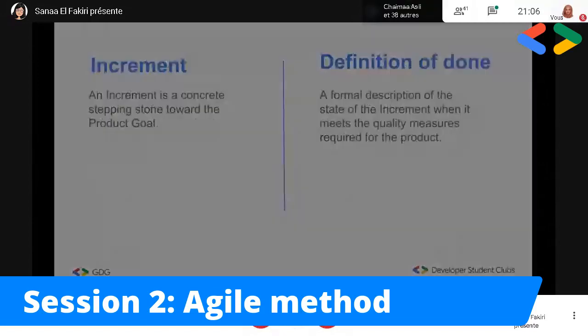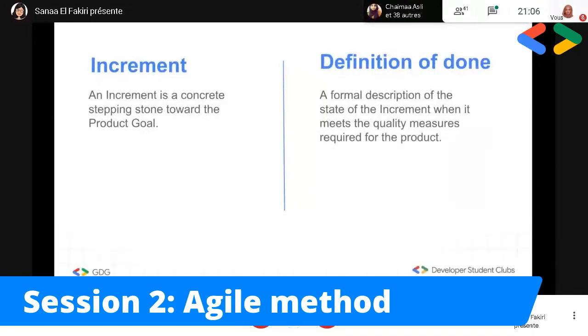Now we have the last artifact that we're going to talk about, which is the increment. An increment is a concrete stepping stone towards the product goal. As I already mentioned, at the end of a sprint, we have to release an increment. Each increment is additive to all prior increments and thoroughly verified, ensuring that all increments work together in order to provide value to the product. Multiple increments might be created within a sprint, but at least one increment should be released at the end of the sprint.